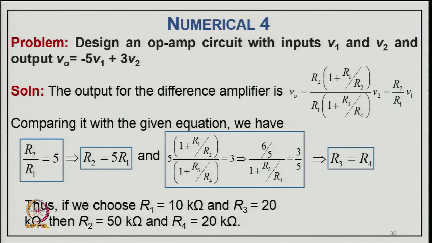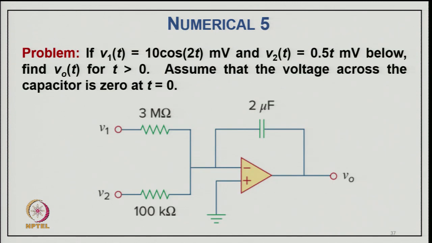Coming to numerical problem 4, design the operational circuit with V1 and V2 and output VO equal to minus 5 V1 plus 3 V2. So, the output of the difference amplifier will be Vo equal to (R2 upon R1)(1 plus R1 upon R2) V2 minus R2 upon R1 V1. So, comparing it with that equation, we can have R2 upon R1 equal to 5 and R2 equal to 5 R1, and we can just put the value. So, we get R3 equal to R4. So, thus we choose R1 equal to 10 kilo ohm and R2 50 kilo ohm, R3 20 kilo ohm and R4 20 kilo ohm.